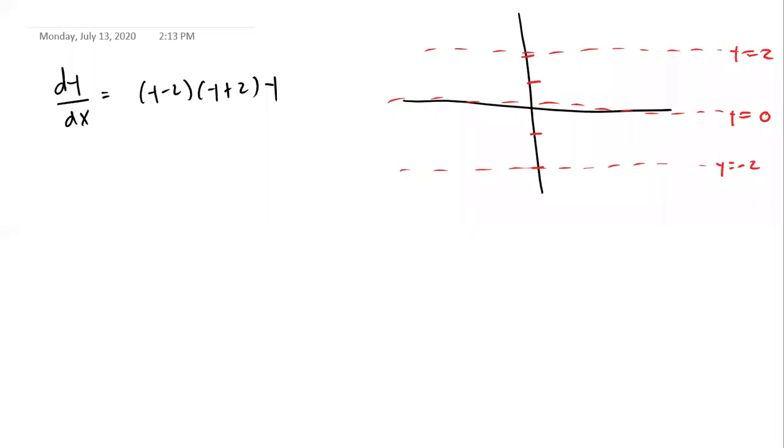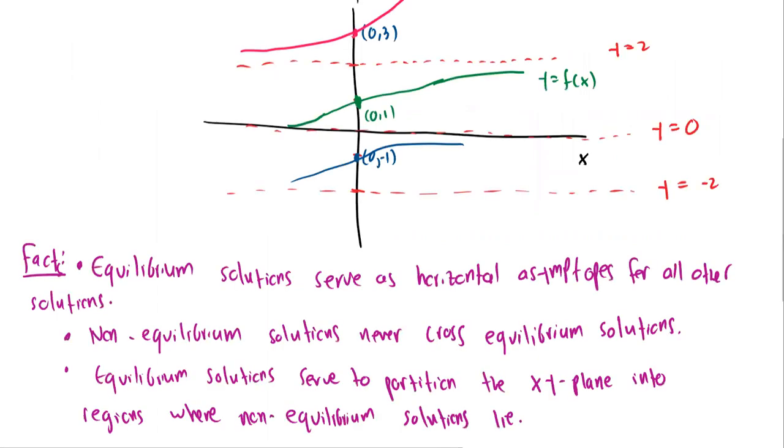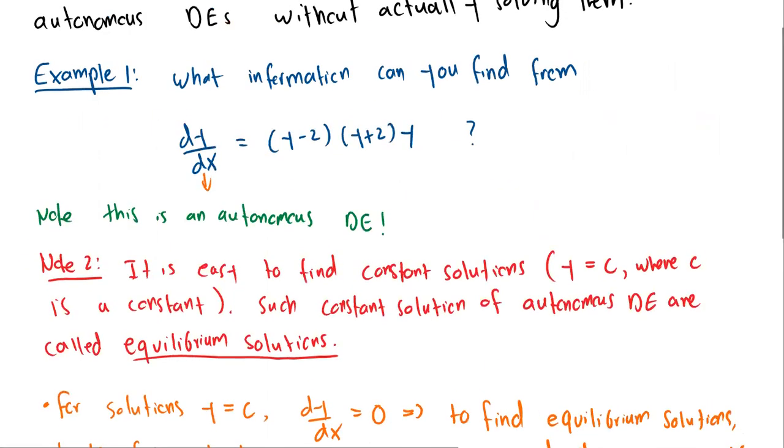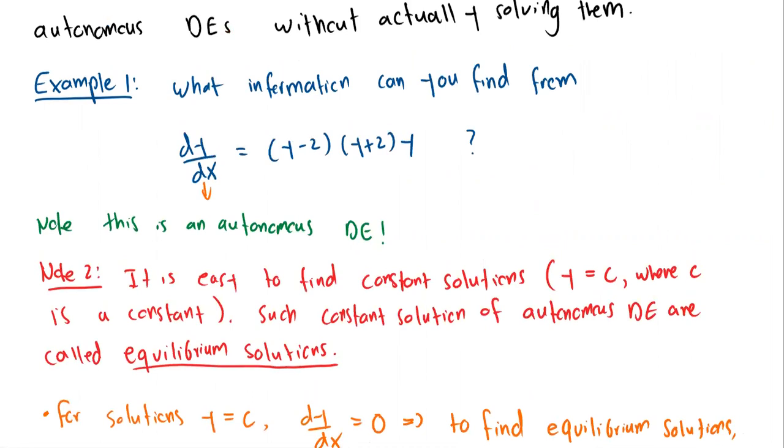Hello, class. So in this video, we'll continue on the example we were working on in the previous video. We're talking about autonomous differential equations. Just as a summary, we're trying to see what information you can find from an autonomous differential equation. The first thing we saw is that we can always find equilibrium solutions.